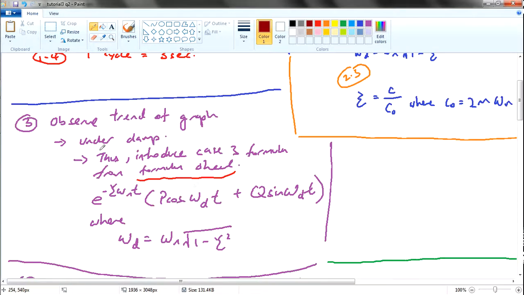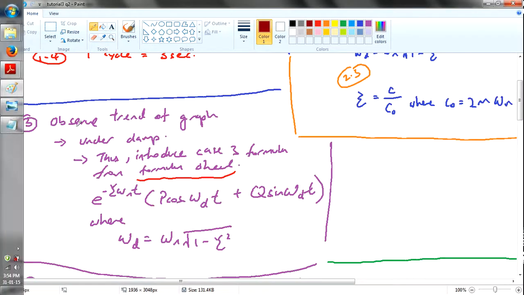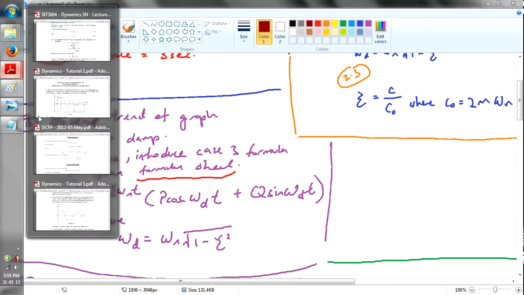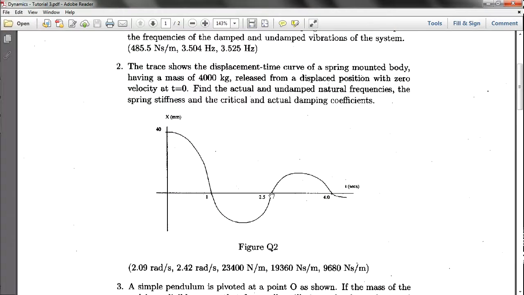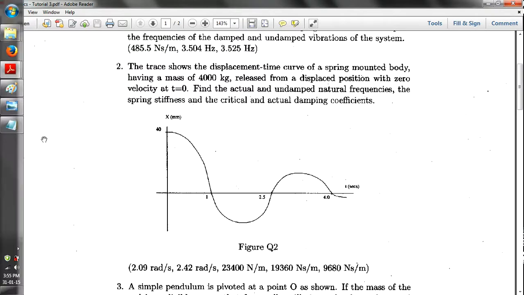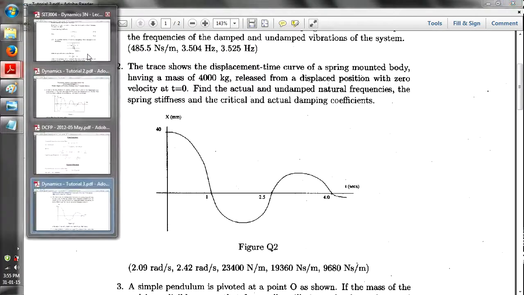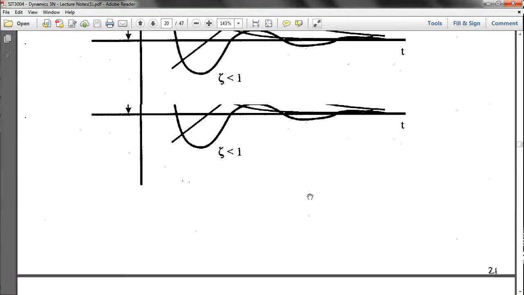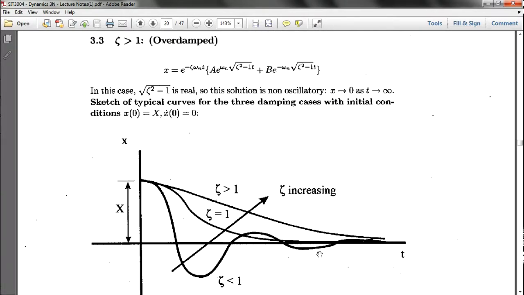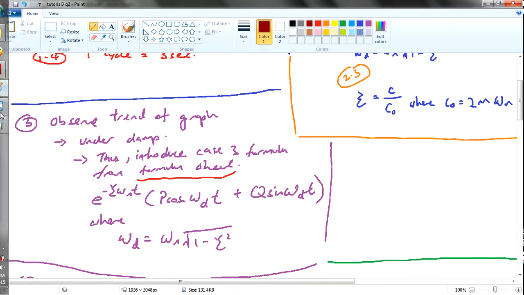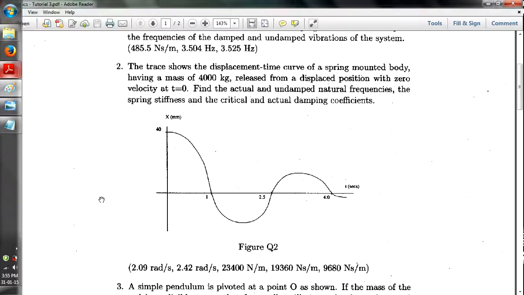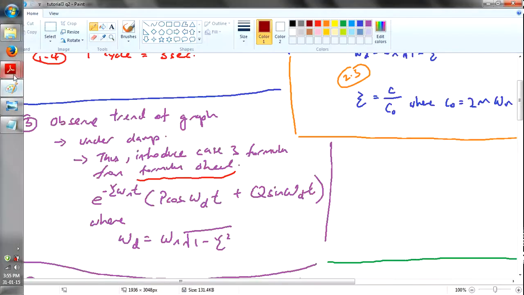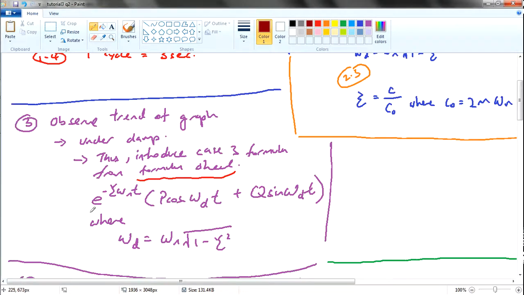So let's start. Observe the trend of the graph. We have to first observe the trend of the graph. In this case, you know that only underdamped has oscillation. If you remember last time, the graph itself, only the underdamped has oscillation. The rest are either critically damped, no damping, or overdamped. With this set, we know that this is underdamped, and therefore we can also use this formula.